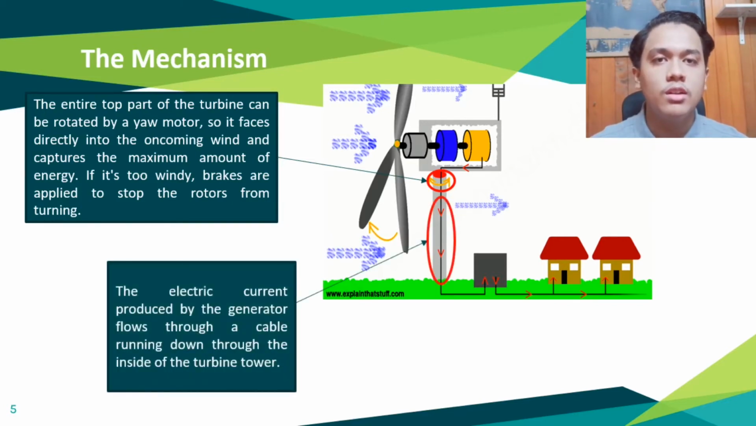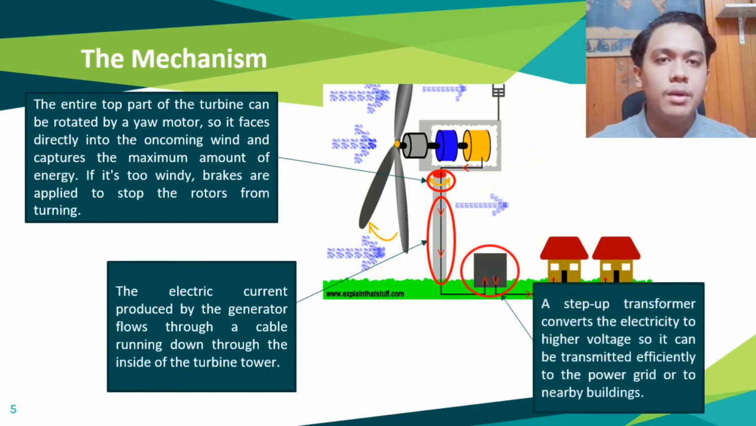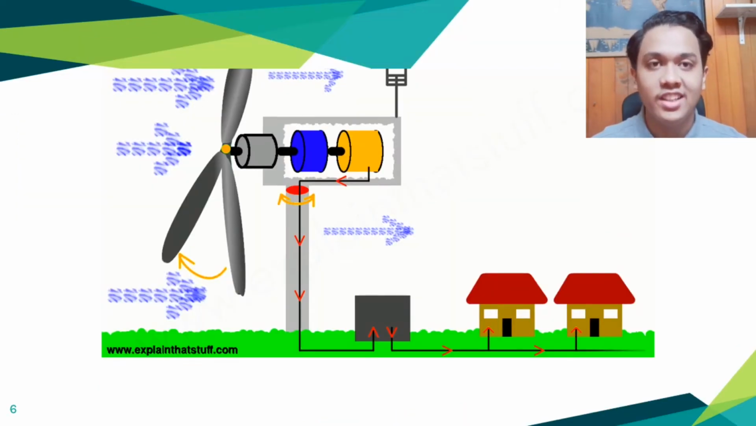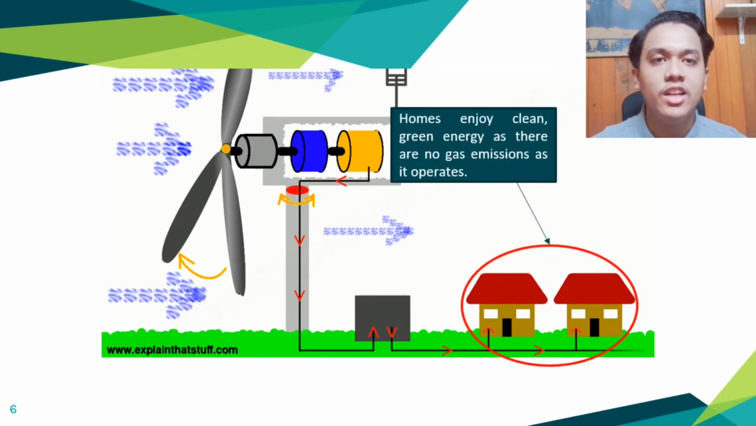Then, the electric current produced by the generator flows through a cable running down through the inside of the turbine tower. Next, a step-up transformer converts the electricity to about 50 times higher voltage, so it can be transmitted efficiently to the power grid or to nearby buildings or communities. If the electricity is flowing to the grid, it is converted to an even higher voltage by a nearby substation, which services many turbines. And finally, homes are able to enjoy clean, green energy, as the turbine has produced no greenhouse gas emissions or pollution as it operates.